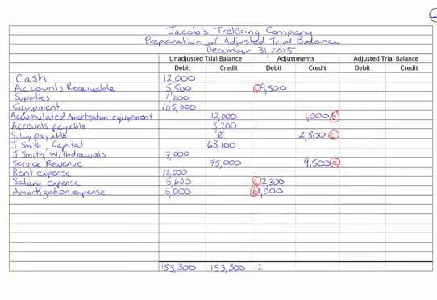The next thing you're going to do is add up all the debits and add up all the credits and double check, do they balance? And this ensures that we didn't make a mistake posting our journal entries to our trial balance.